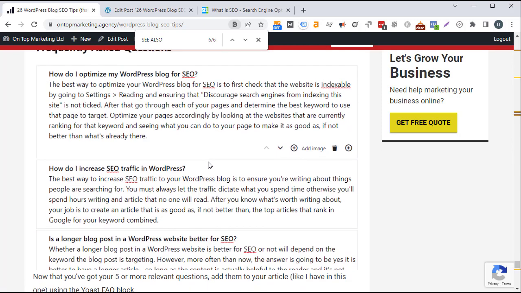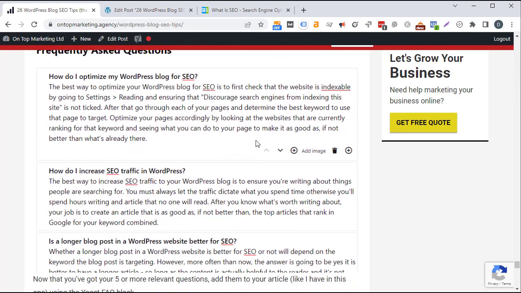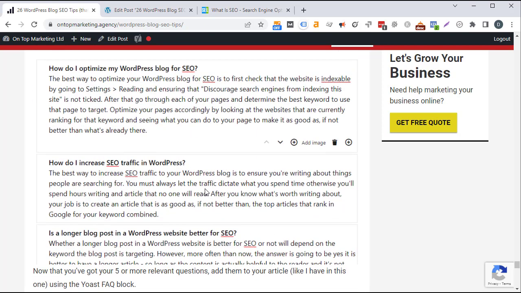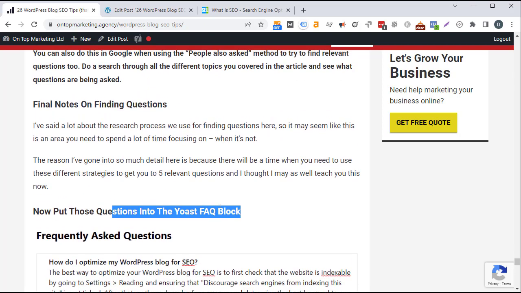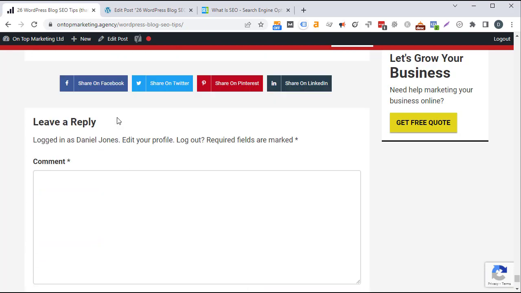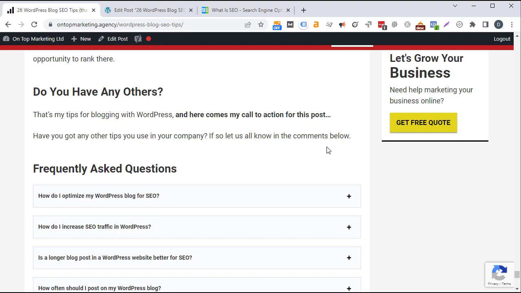So if you have a look at this part of the content right here, I'm talking about putting questions into a Yoast FAQ block, and then at the bottom here I've said "see also: turn the Yoast FAQ schema block into an accordion." So we're talking about here how to add the questions to the block, and then I've got this article that teaches you how to then turn that block into an accordion. And an accordion is one of these here where you can click and open the questions. So it makes total sense to link through to that article using that see also method, because they might be interested in that, and it's also going to help that article rank higher as well.